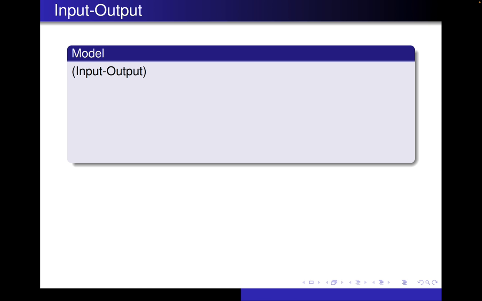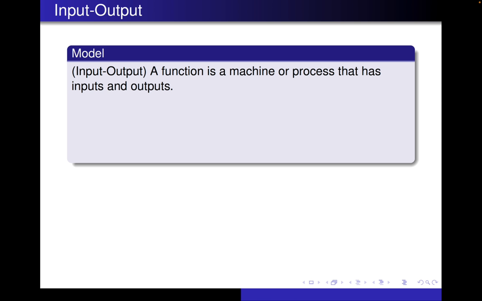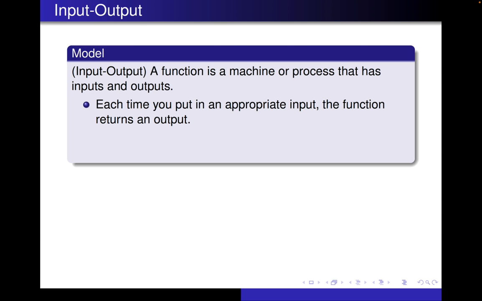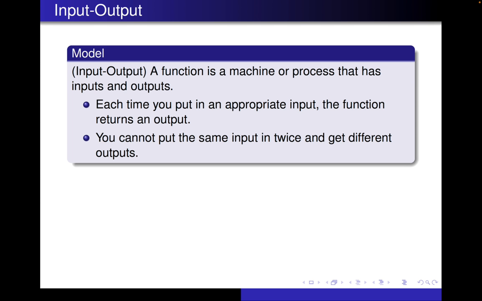So let me remind you how the input-output model works for functions. A function is a machine or a process that has inputs and outputs. Each time you put in an appropriate input, the function returns to you an output. And the consistency rule for the input-output model is you cannot put the same input in twice and get different outputs. In other words, if you do put the same input in twice, you will always get the same output.